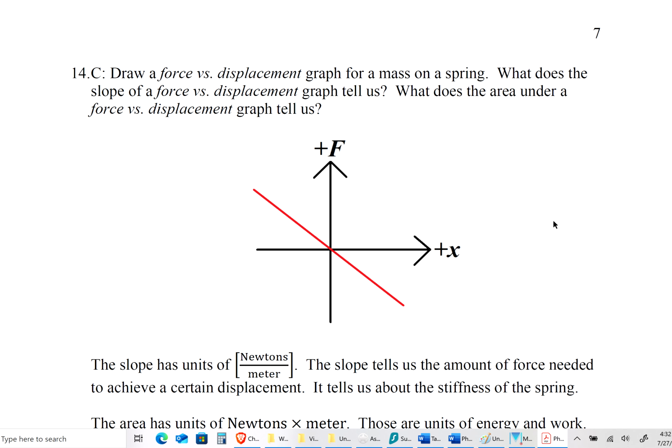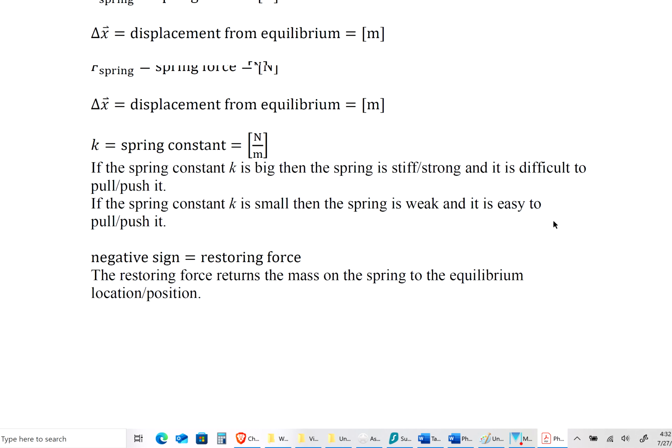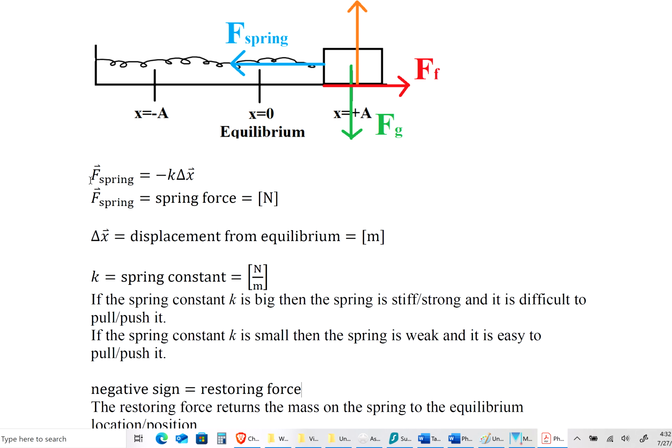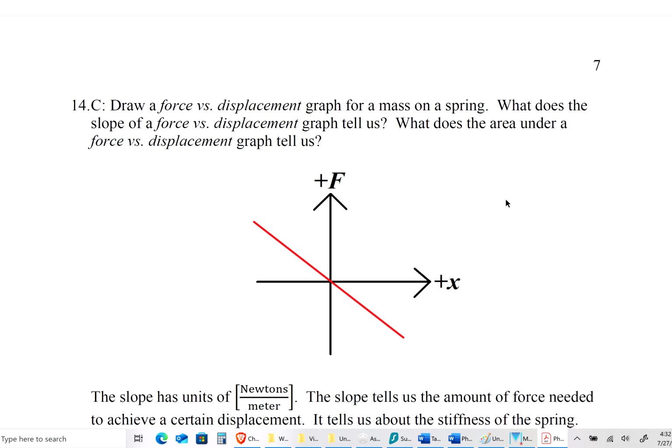Question 14. Draw a force versus displacement graph for a mass on a spring. What does the slope of a force versus displacement graph tell us? What does the area under a force versus displacement graph tell us? So look at this equation. F equals minus k delta x. Let's graph this. Delta x is on the horizontal, force of the spring is on the vertical. Ta-da!